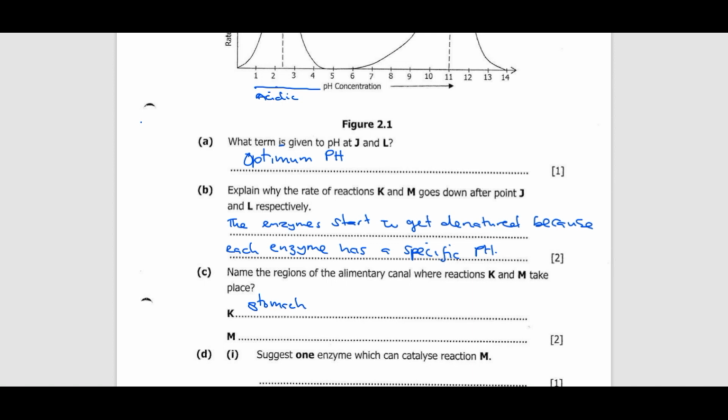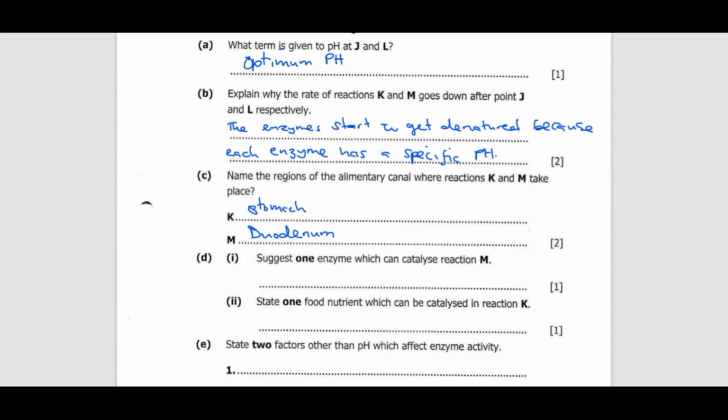And then M, the pH tells us that this is alkaline. So where can we find the alkaline environment in the alimentary canal? You would find this in the duodenum. Okay, so let us move to D.